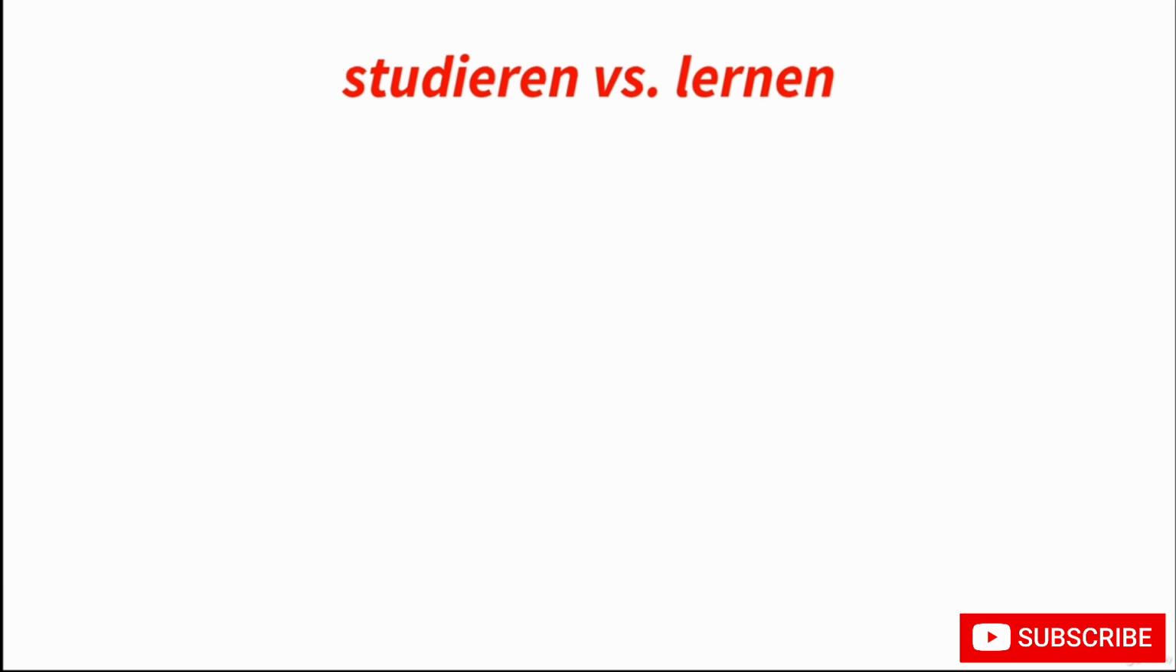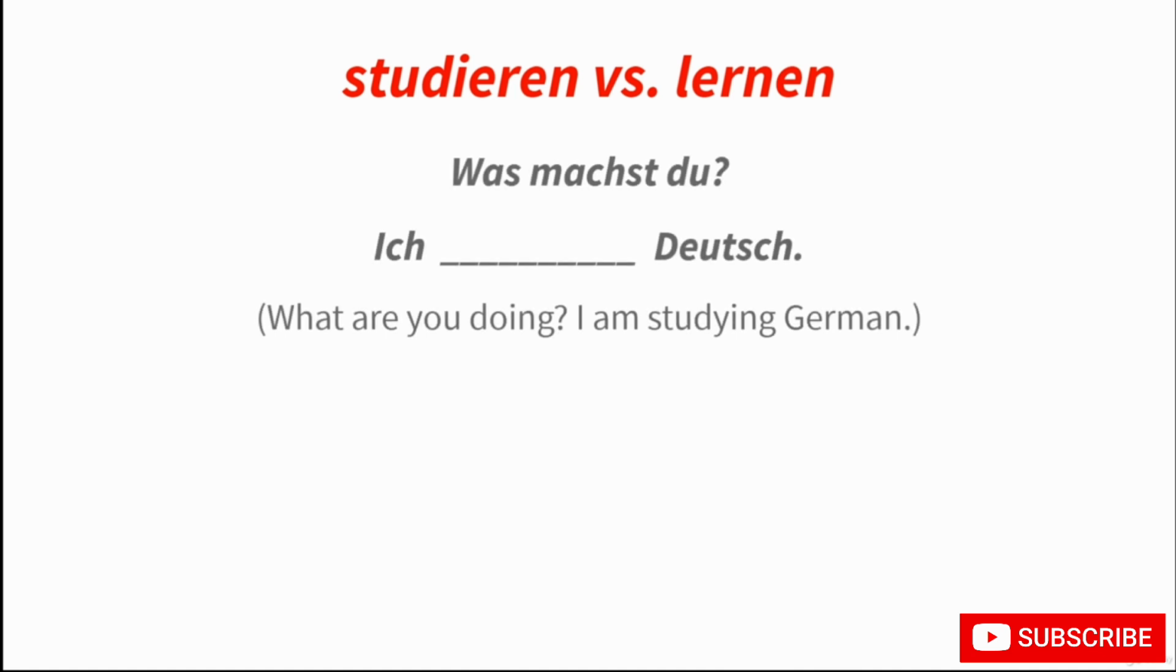At first, I want to show you why these two verbs are commonly confused, then give some examples. Let's start. Was machst du? Ich, Deutsch. In English, what are you doing? I am studying German. When we don't think about the context, the real meaning, then automatically we put here studiere. Because studieren means to study, and I am studying German, then it must be studieren.